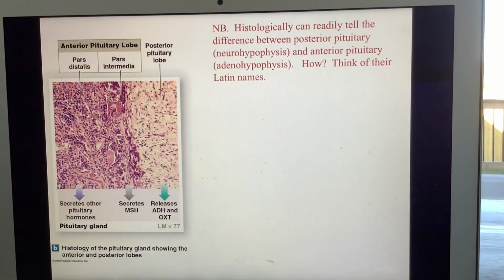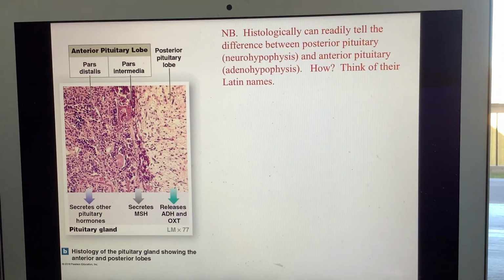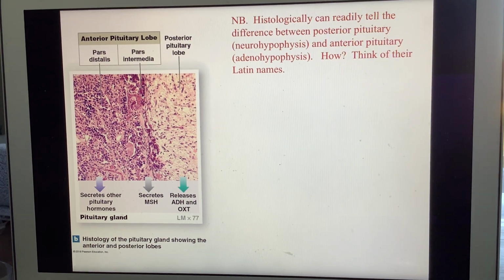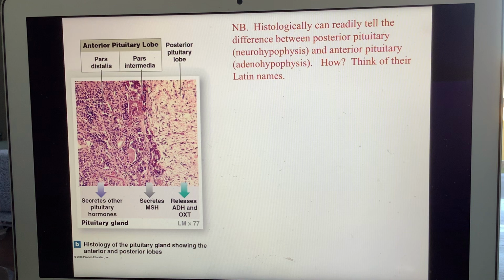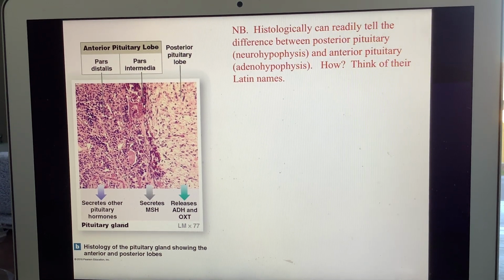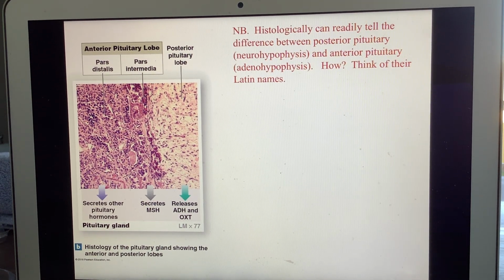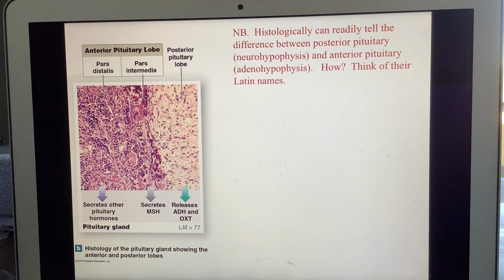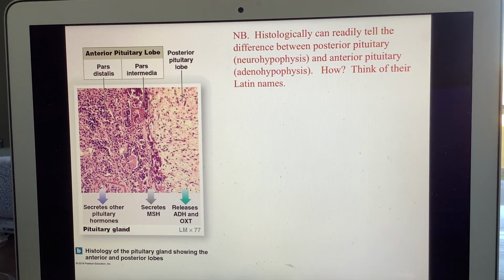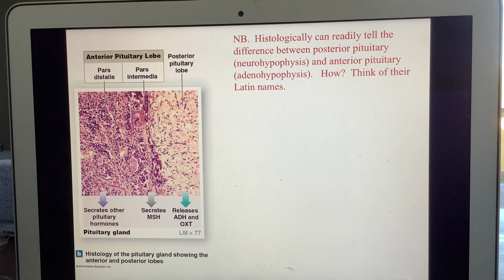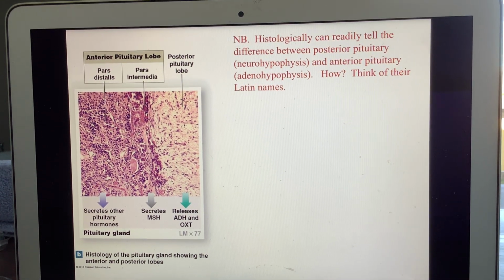Sorry, things are a little off here. You think of their Latin names. So you look at the posterior pituitary. The posterior pituitary has neurohypophysis. Neuro, you think of neurons. So when you look at a cross-section of a posterior pituitary, it's going to be very lightly stained because you're going to see the axons, you're going to see fibers.